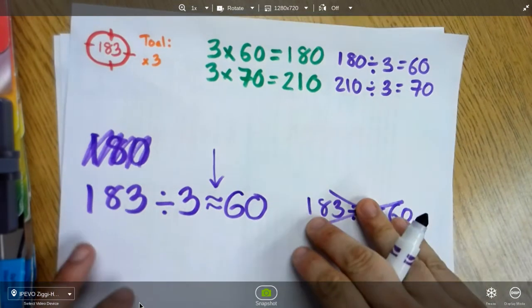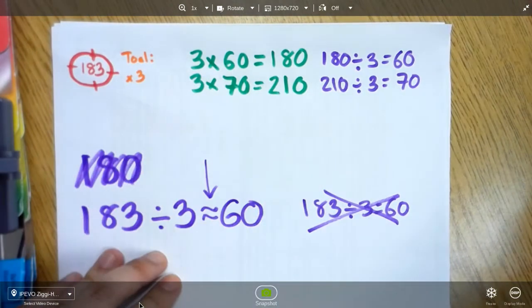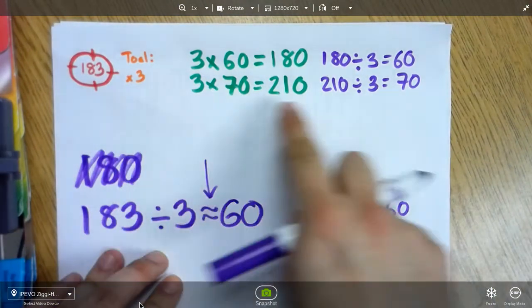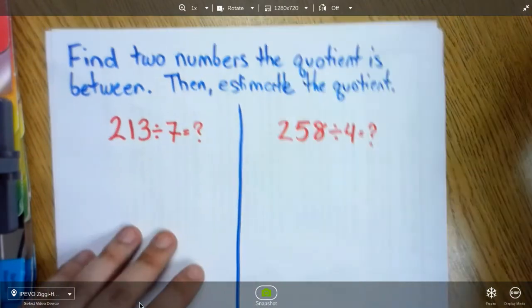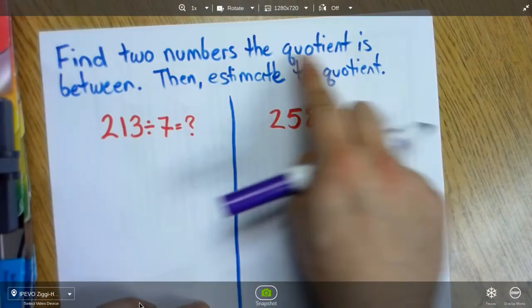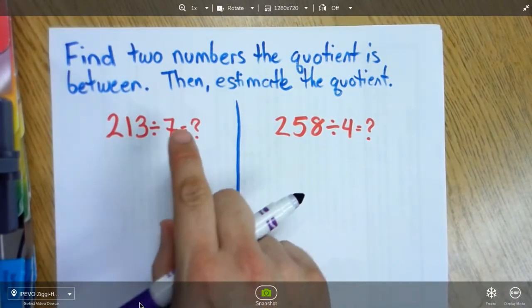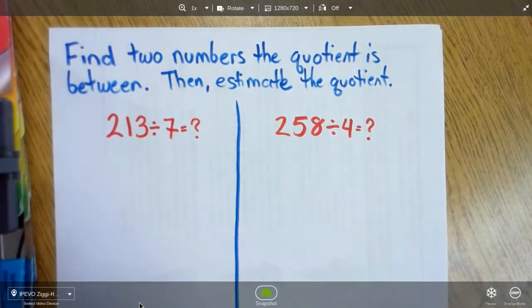We need to make sure that we're using that almost equal sign to represent that this is an approximate answer. You're not always going to have to play the target capture game as a way of figuring out the multiplication problems first. Sometimes you're going to begin by just getting some directions like this, and you'll be given the problems directly. Find 2 numbers the quotient is between, then estimate the quotient.